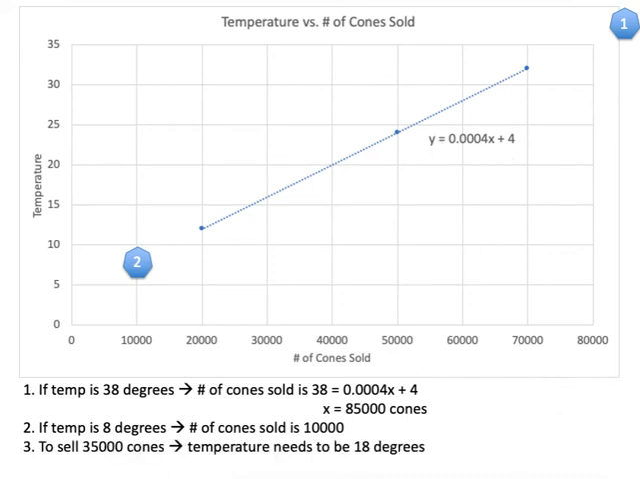Question number 3, if I want to sell 35,000 cones, what does the temperature need to be? So I'm down here, 35,000. I can look 35,000 up to the graph, and then across, our temperature needs to be around 18 degrees. So you can use the graph across the X and Y axes to eyeball it, ballpark it, what it should be if you don't have the formula. But I have the formula, so I can be exact. And then question number 4 is, sales will go to 0 if the temperature is 4 degrees.